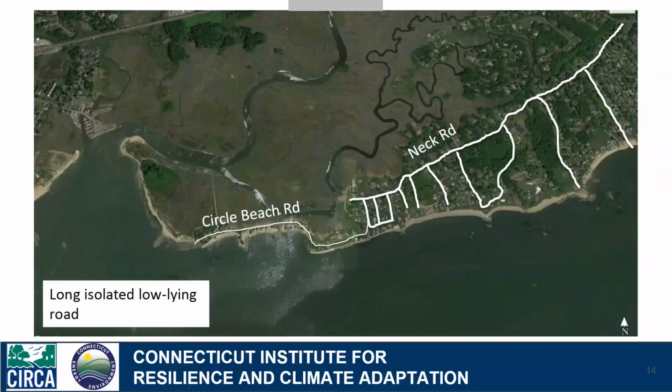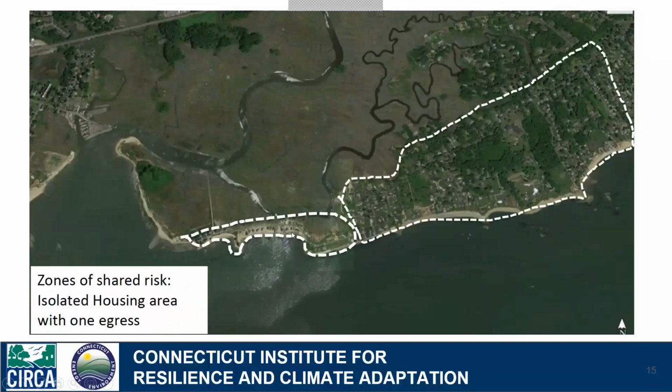and start to think about the implications of choices being made for a road like Circle Beach, which is a long, isolated, low-lying road connected to Neck Road, which is on higher ground, as you could see earlier from the digital elevation model. So just returning to the idea of zones of shared risk, we would refer to the Circle Beach area as its own zone, since decisions being made on Circle Beach don't have much of an impact on Neck Road. But impacts or decisions on Neck Road do have an impact on Circle Beach. So in a sense, the zone of shared risk for Circle Beach includes decisions being made in Neck Road, but not vice versa.